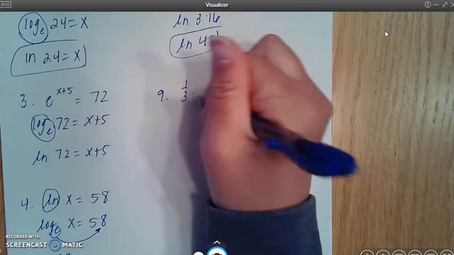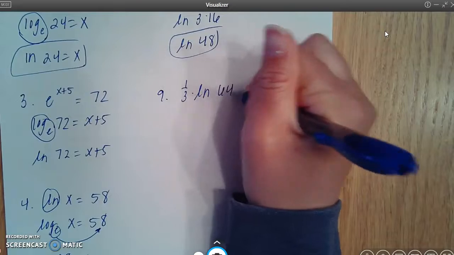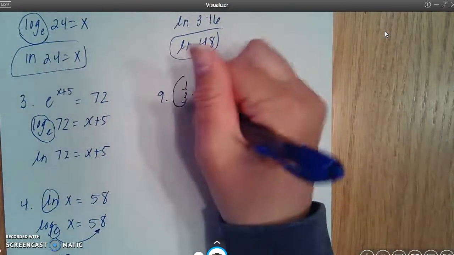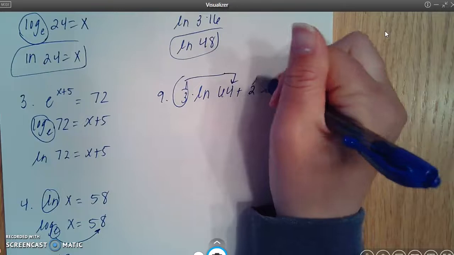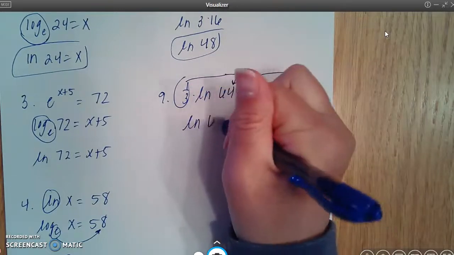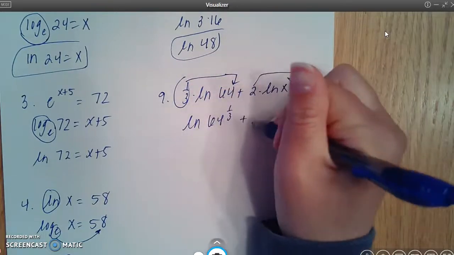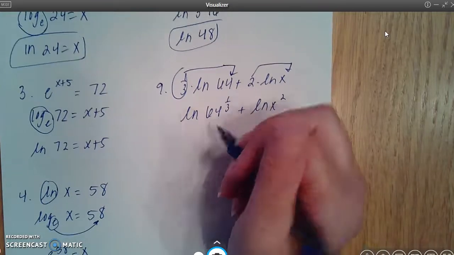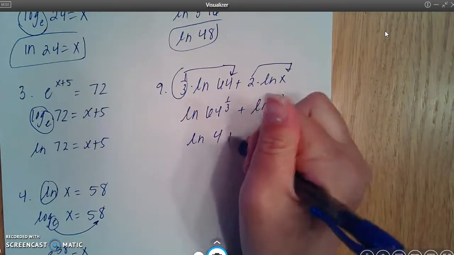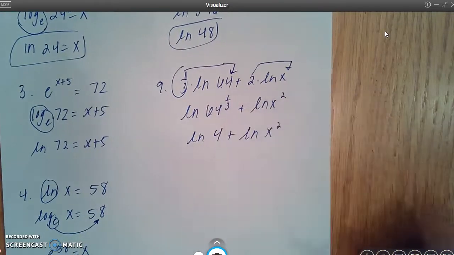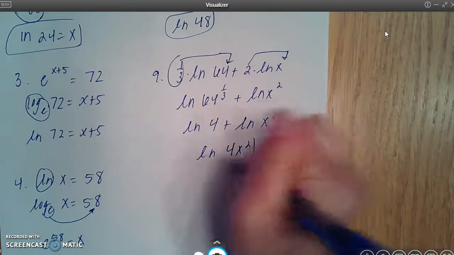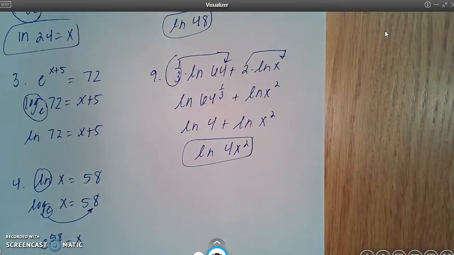Okay, if we look at number 9, same concept. You have 1/3 times your natural log of 64 plus 2 times natural log of x. Step 1 is I don't like these numbers in front. They're going to become exponents. So I'm going to get natural log of 64 to the 1/3 plus natural log of x squared. 64 to the 1/3 is 4, and your natural log will stay of x squared. Once again, when we are adding, you would rewrite it as multiplication, and you get natural log of 4x squared.